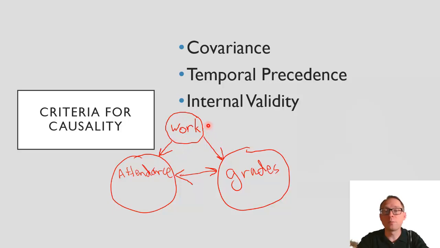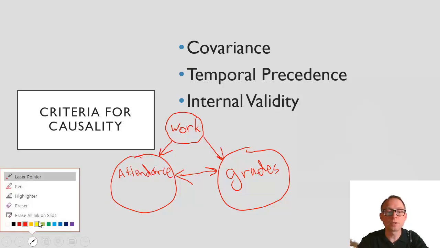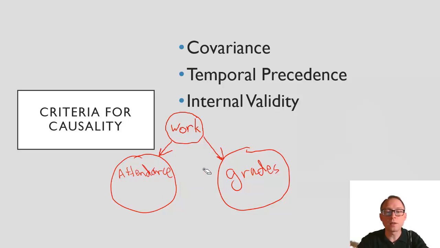This is called a third variable problem. With a correlation, it's hard to establish internal validity because your attendance could have been caused by how much you work, and work can also be the thing that's causing the change in grades. It may be that attendance and grades actually have no relationship whatsoever. So let me erase those. It could be that by themselves, attendance doesn't cause a change in grades. Work is causing a change in both. That's called a third variable problem, and it's a problem for the internal validity of the idea that attendance is changing the grades.